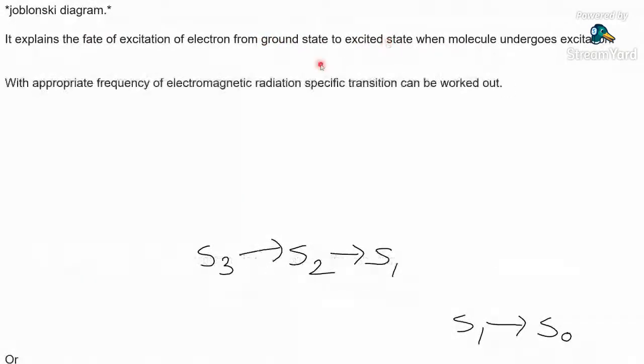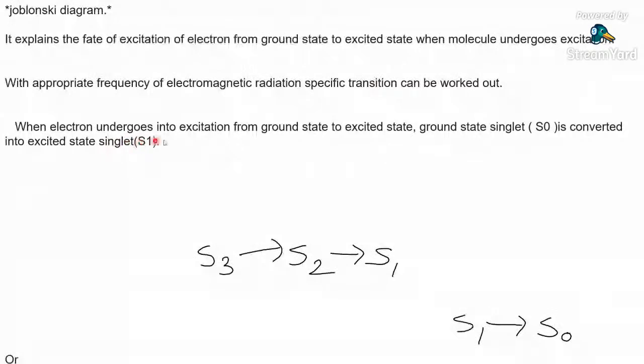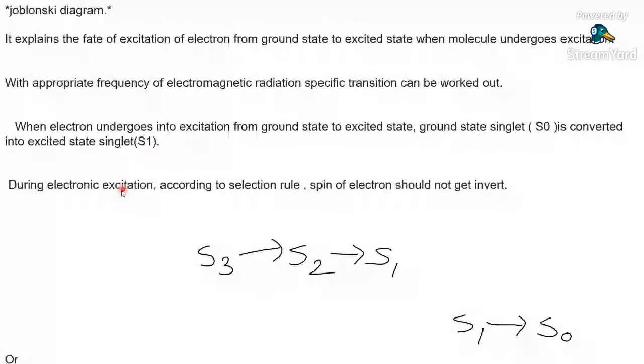So with an appropriate frequency of electromagnetic radiation, a specific transition can occur. When the electron undergoes excitation from the ground state to the excited state, the ground state singlet is converted into the excited state singlet S1. Now, as you know the Jablonski diagram, you can easily compare that. You should have the diagram in your mind for that. During electronic excitation, according to the selection rule, the spin of the electron should not get inverted.